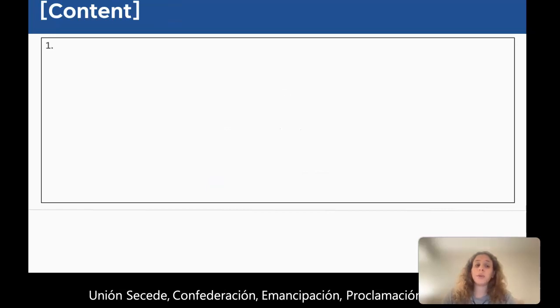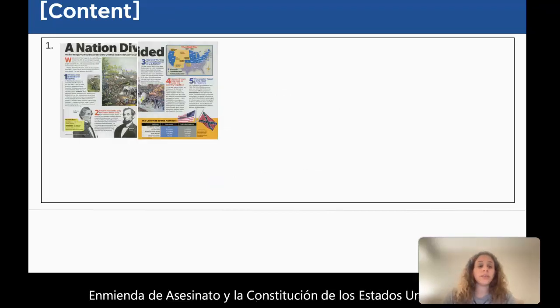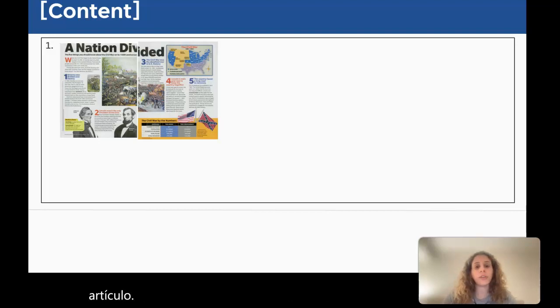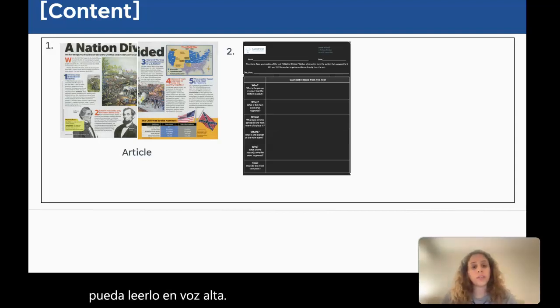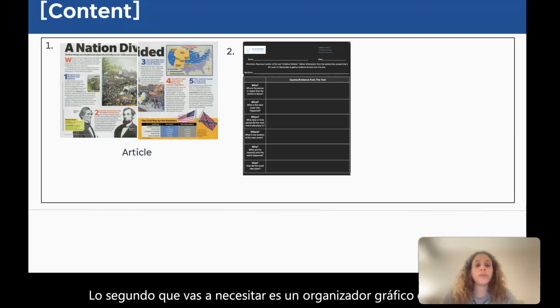Now, the content that we're going to be covering is we will be reading an article, or you will be reading an article, and I will provide a link for you so that you can have it read aloud to you. The second thing you're going to need is a graphic organizer to help you organize the information that you will be finding in this article.